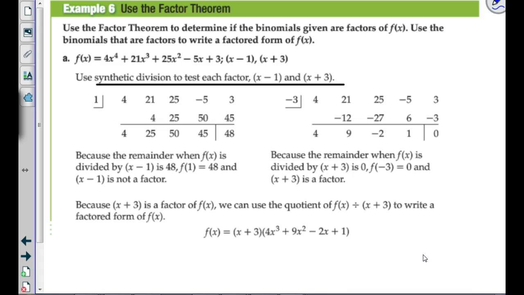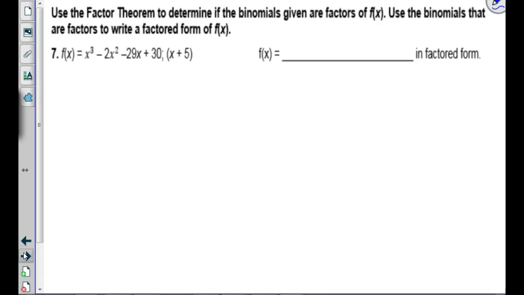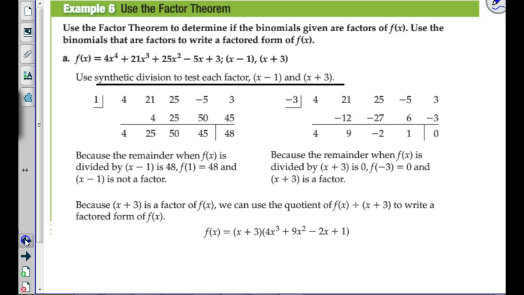I'm going to skip this example, I think, and we're going to do this one together. You have number 7. Is that the next thing on your paper? Okay. 6 was? Did I skip something?